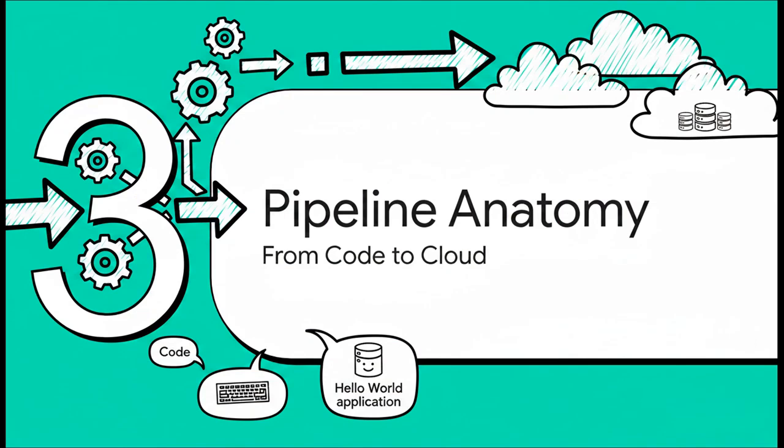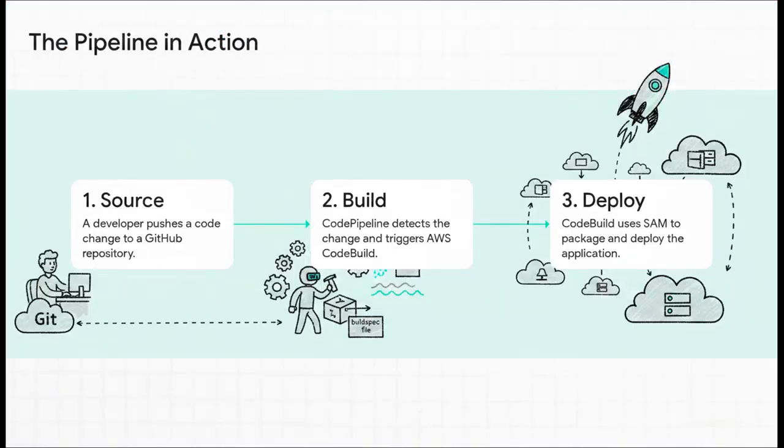Okay, so we've got our blueprint, our engine, and our instruction manual. Now let's watch them in action. We'll trace a simple Hello World app as it goes from a developer's machine into the cloud, all automatically. It really is like a simple three-step dance. Step 1, a developer pushes some code to GitHub. Step 2, CodePipeline sees that change and immediately kicks off the process. And Step 3, CodeBuild jumps in, reads that buildspec.yml file, and uses SAM to package and deploy the whole thing.